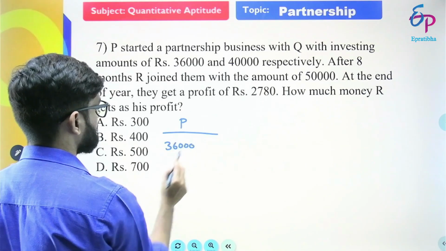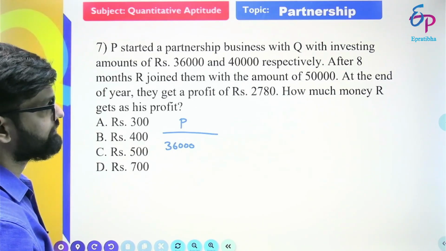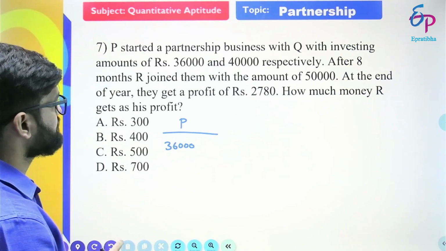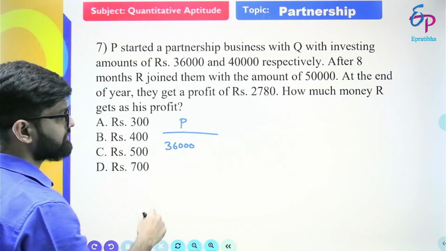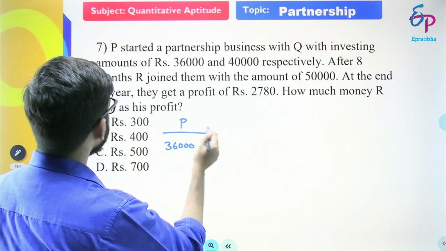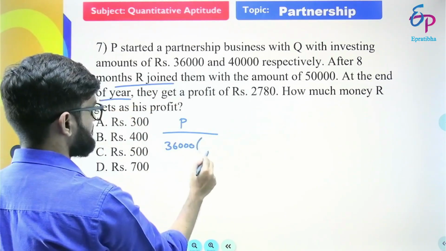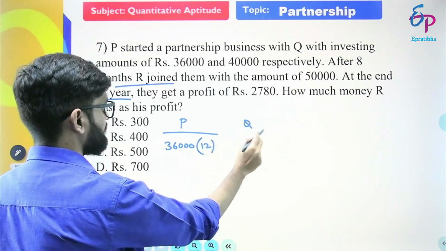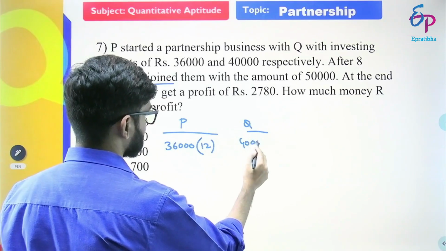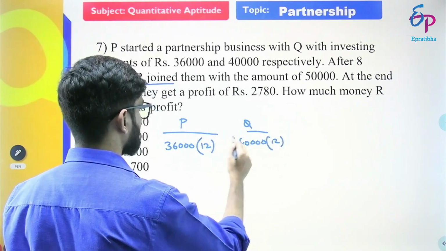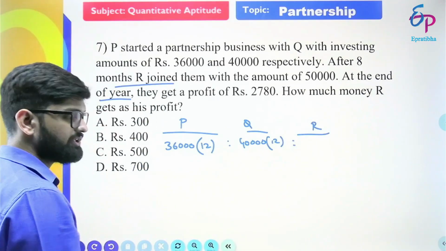36,000. He started the partnership business with Q, investing an amount of 36,000. But after 8 months, R joined them. So at the end of the year, P is staying for 12 months, and Q is also staying for 12 months only, because they have not given any information about P and Q leaving. So we'll assume they are staying.